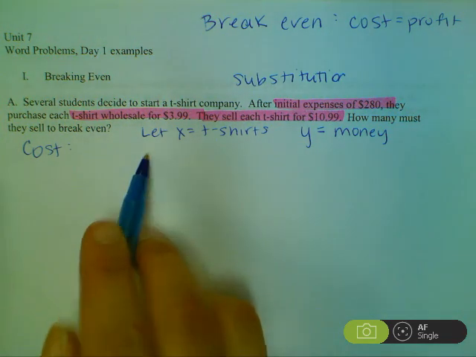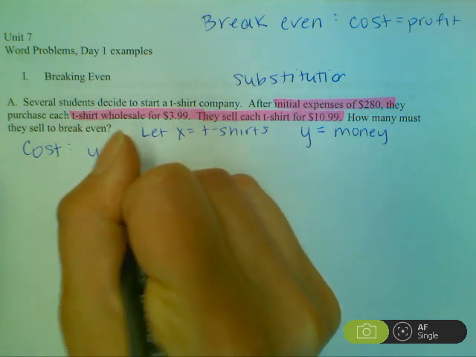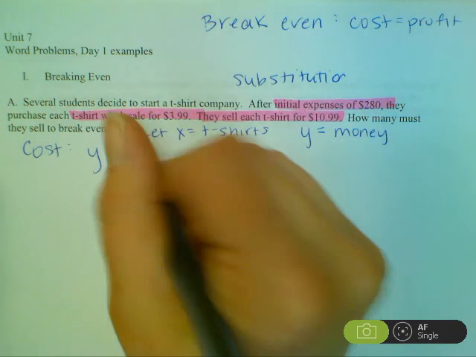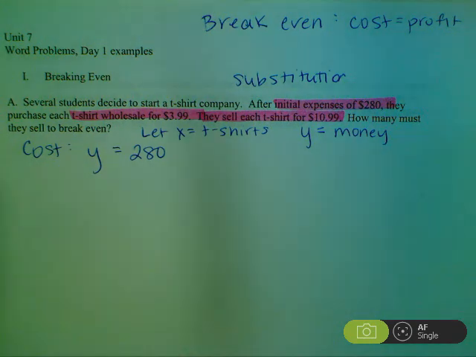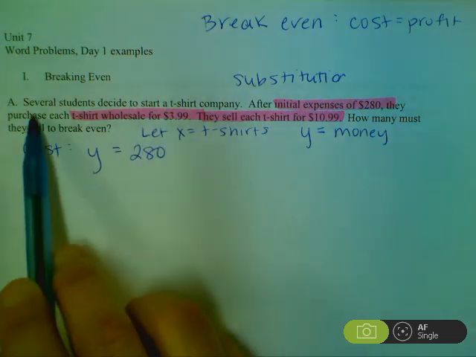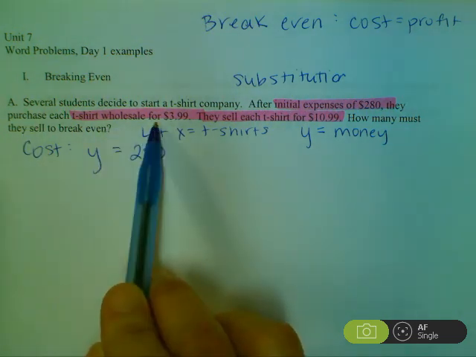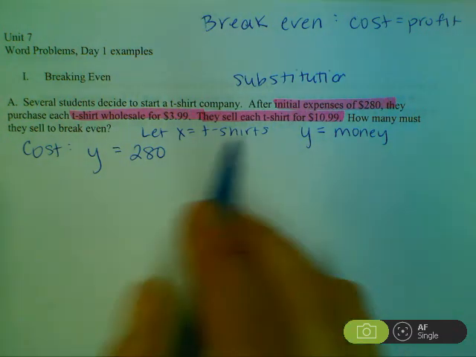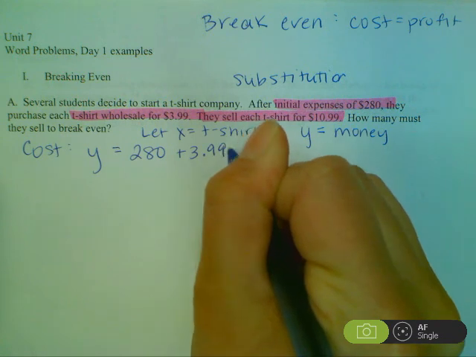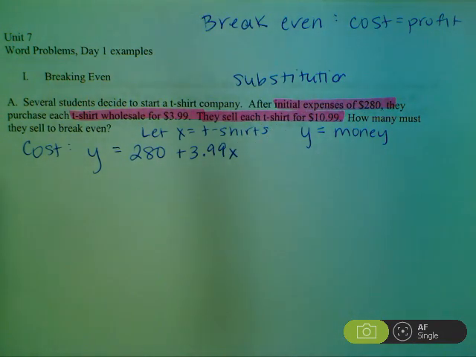The way that you write your cost equation is you set your y, which is your money, equal to whatever their initial costs were. So they have initial expenses of $280, so you know that's going to be a part of the cost equation. They then purchase each t-shirt for $3.99. The purchase of each t-shirt stands for the cost the company is paying for the t-shirt, so that's going to go inside of your cost equation. That's each t-shirt for $3.99, which means we write that as plus 3.99x.